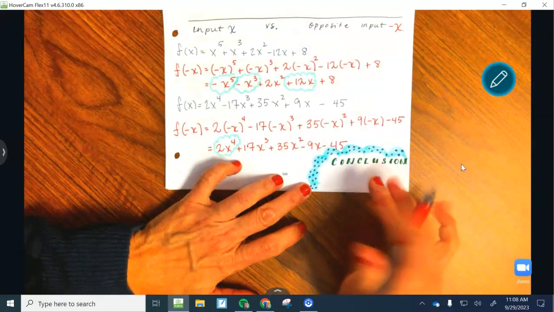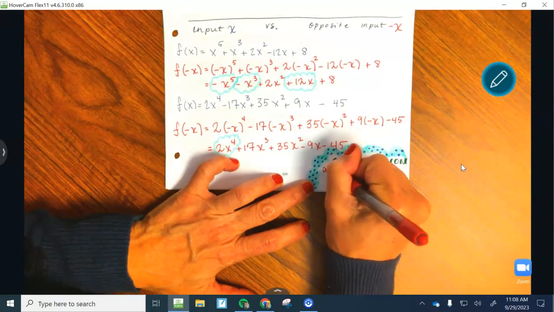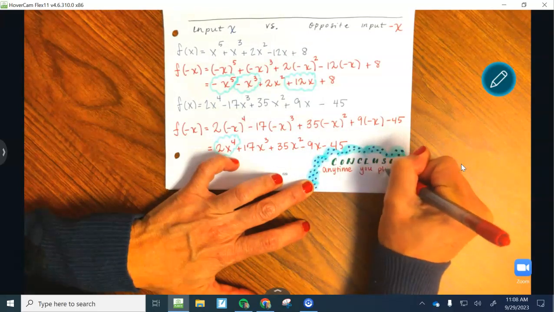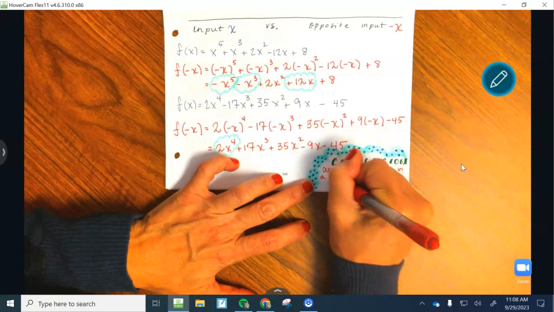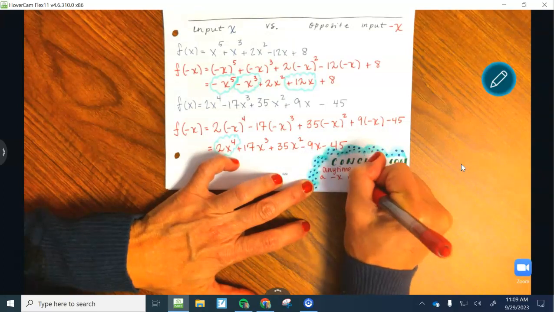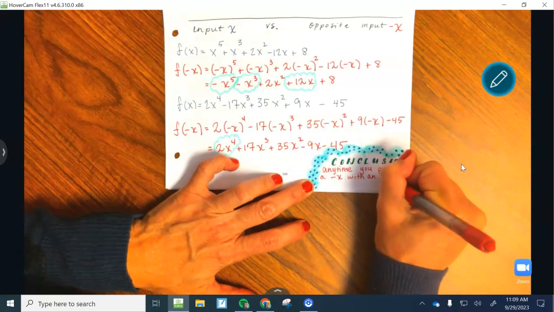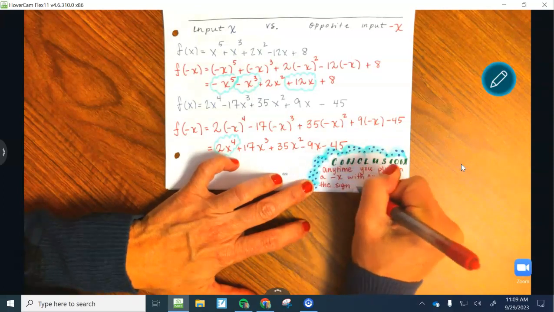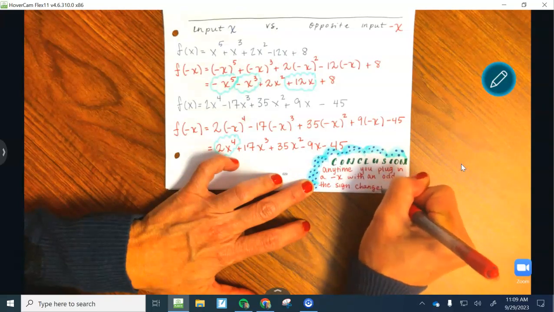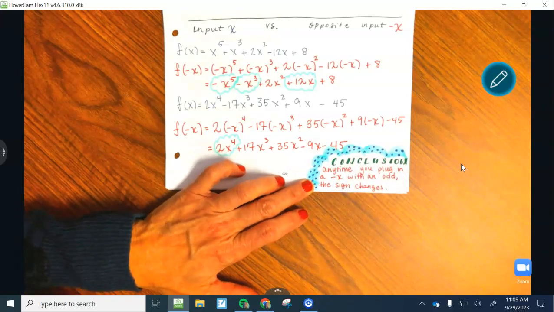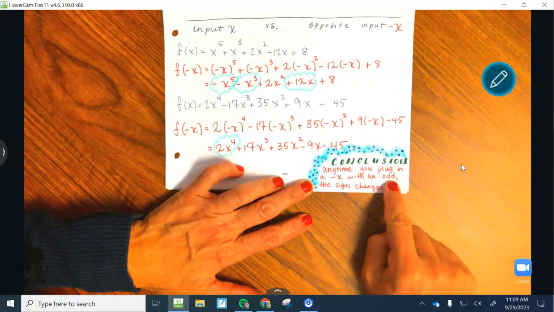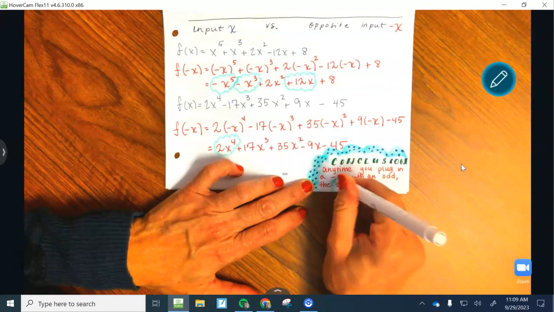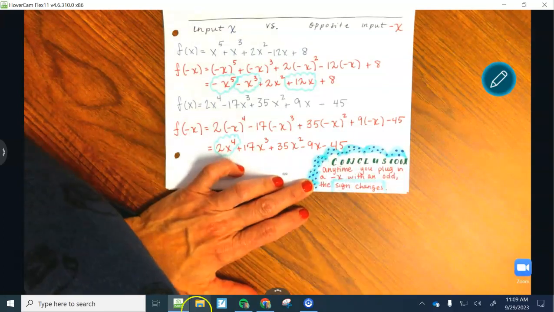So here is the conclusion. Anytime you plug in a negative x with an odd power, the sign changes. Remember, if it's an even power, it stays the same. But if it is odd, the sign changes. Very, very important for the next part of our lesson, which is going to happen right now.